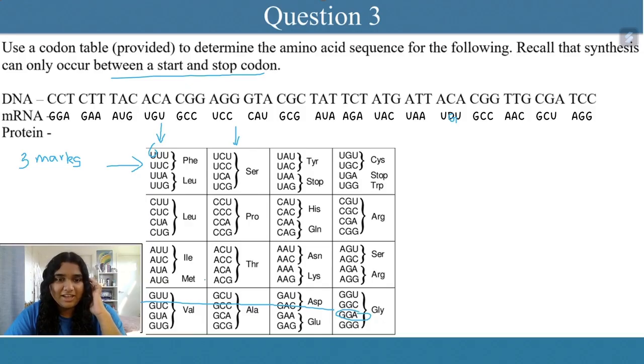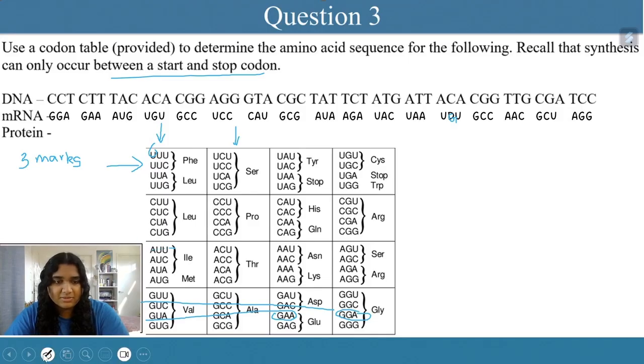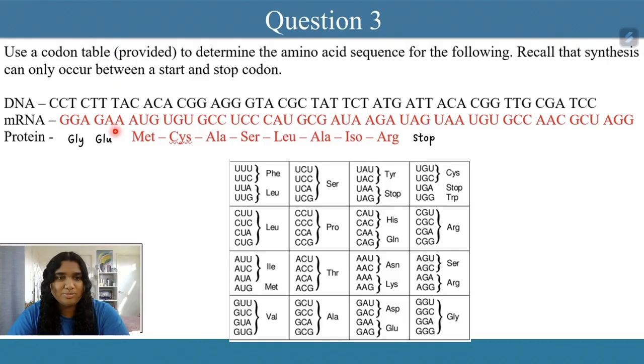Then when we come to GAA, we're going GAA, glue. But again, no start codon, so we're not starting the protein sequence yet. We've got AUG. I'll use the laser pointer for this so I'm not drawing everywhere. I've got AUG. Met is our start codon. So I've got gly and glue here, which are our not so relevant ones. And then met is the proper codon that the actual protein sequence starts with.